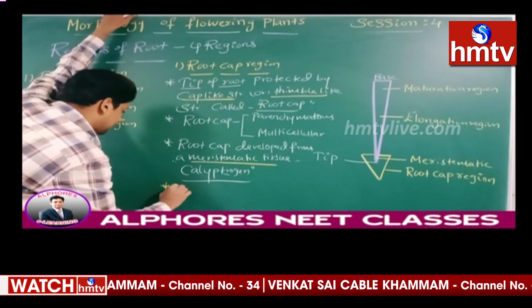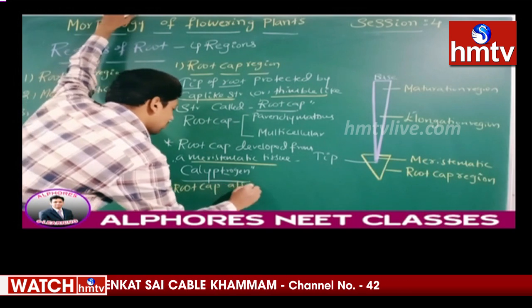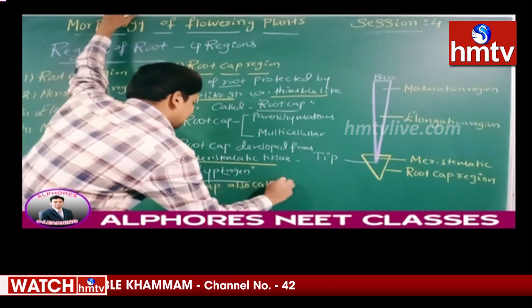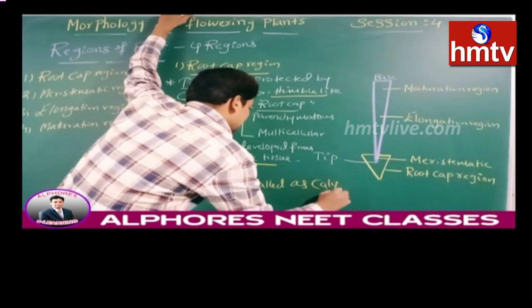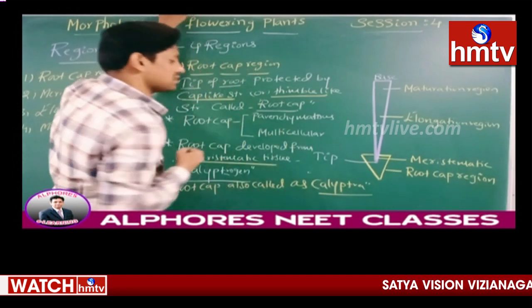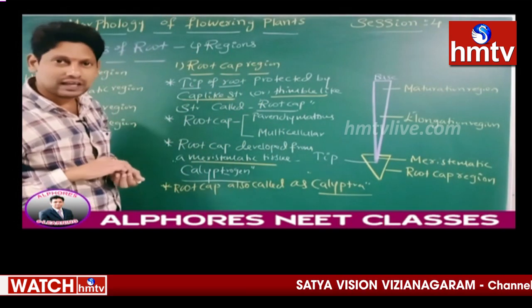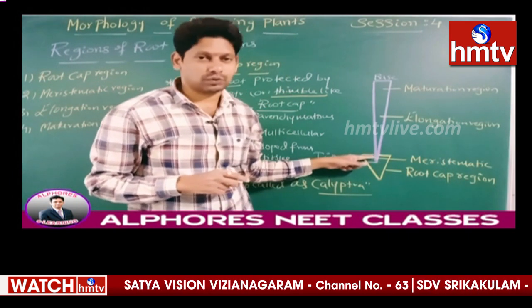Root cap is also called calyptra. Root cap is also called what, sir? Calyptra. Therefore, what is another name of the root cap, sir? Calyptra. Is it okay? Now listen. Sir, this is the root cap. Where is it present? Tip of the root.